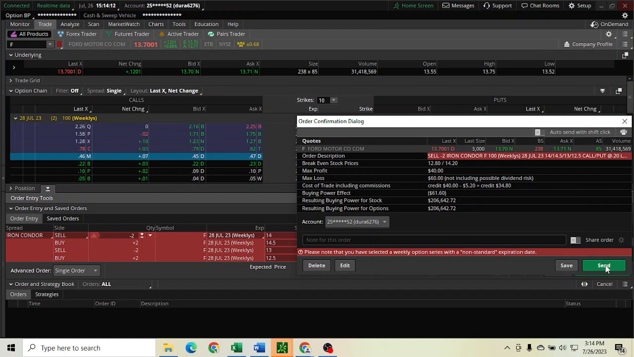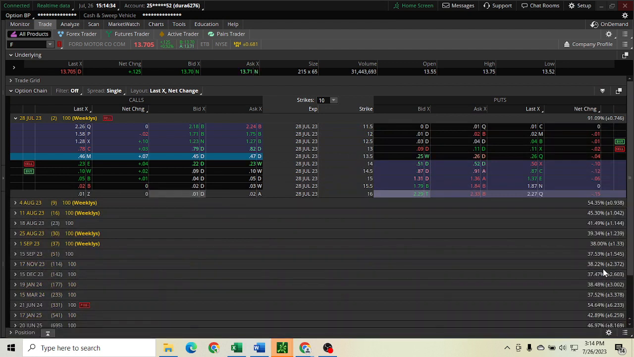Now, my max loss is 60, and the cost of doing the trade here, I hate the cost of doing trade. It's $40 minus $5. That's another reason why I don't like doing a lot of these, because of all those fees. But let me go ahead and send that. I'll put that in and see if that triggers.